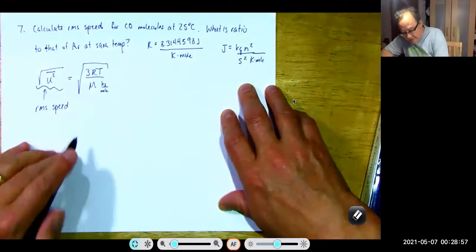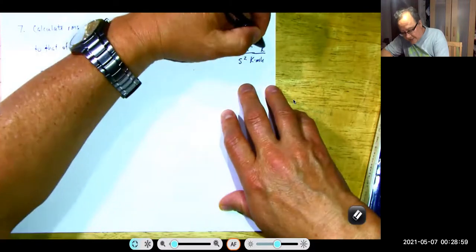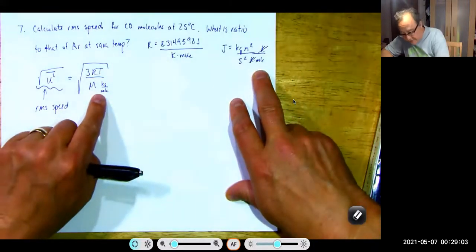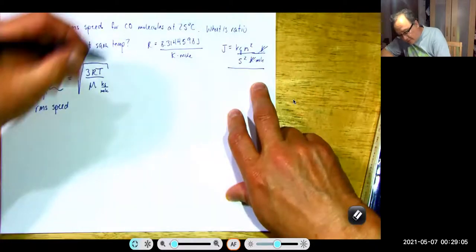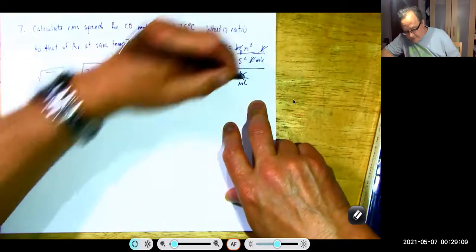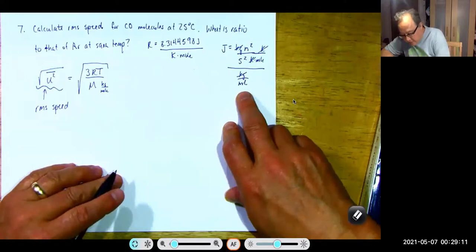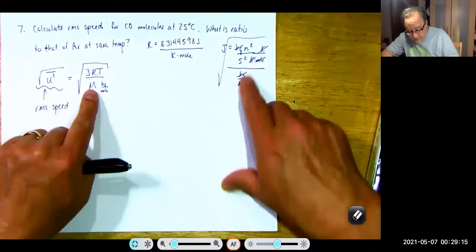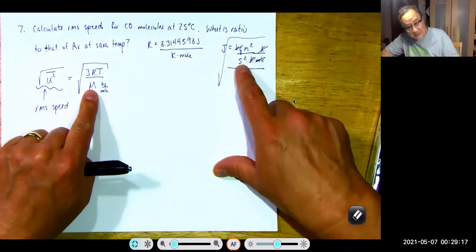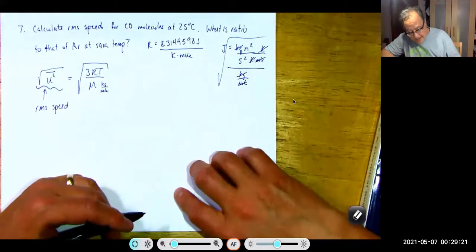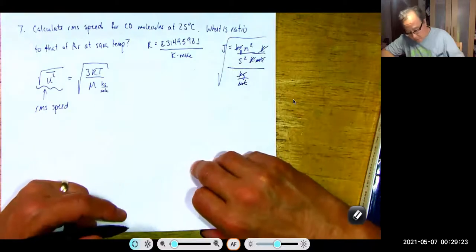When you multiply by the temperature, that's going to cancel the K's out. And here, when you have this divided by kilograms per mole, that will cancel these kilograms out, and these moles cancel. And then when you take the square root of meters squared over seconds squared, you get meters per second. So we have to take that molar mass and turn it into kilograms per mole.